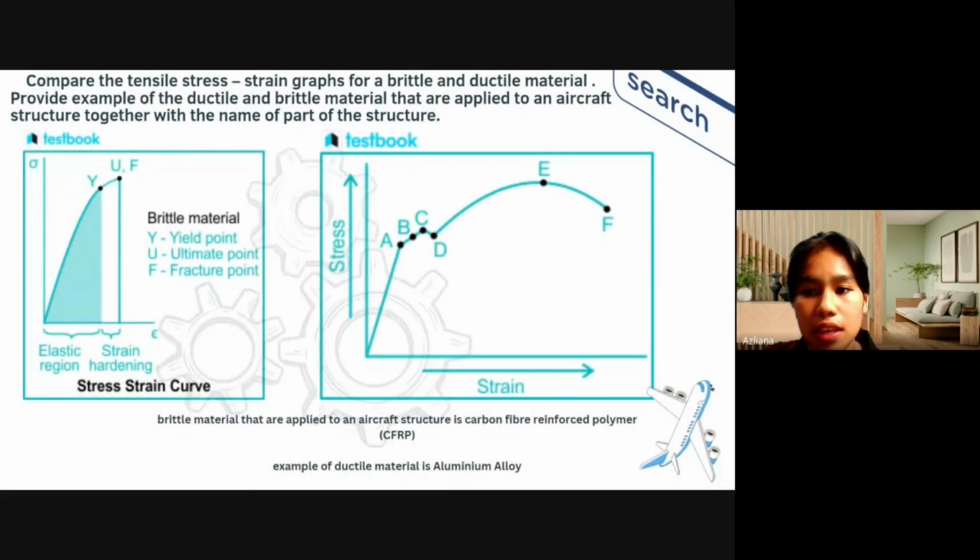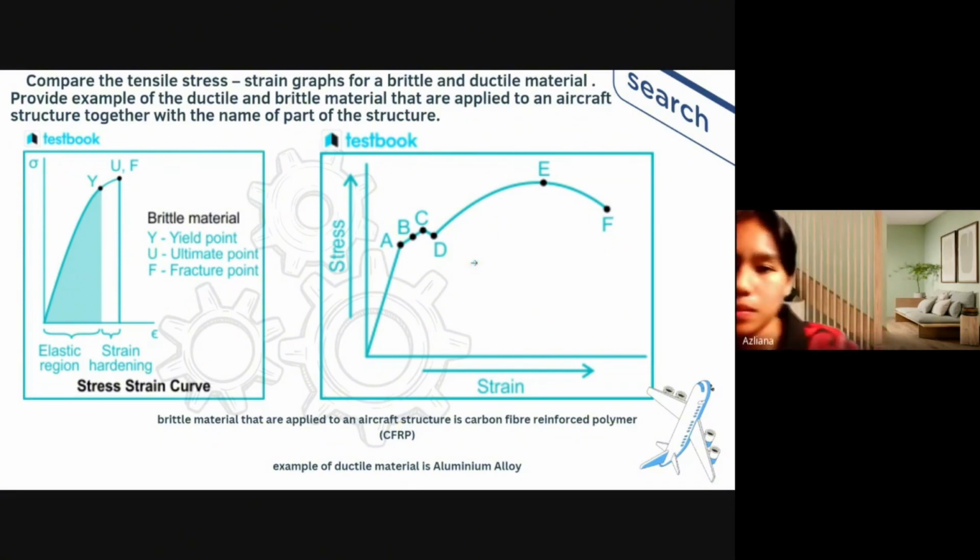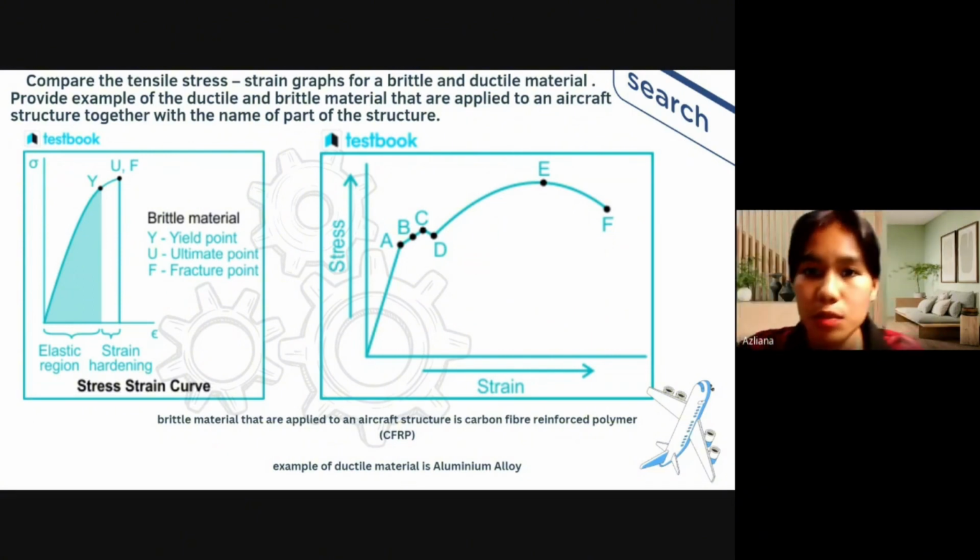Okay. Next question. We need to compare the tensile stress strain graph for a brittle and ductile material. As shown here, at the left side, this is the brittle material graph. It's linear, and this one is the strain graph, in this particular picture. So here I'm going to share about the difference between the brittle material and the ductile material.